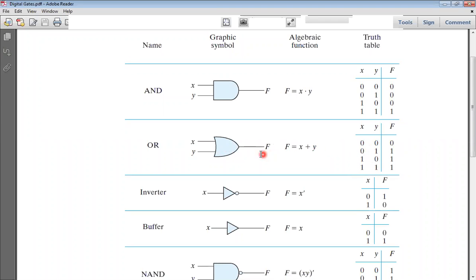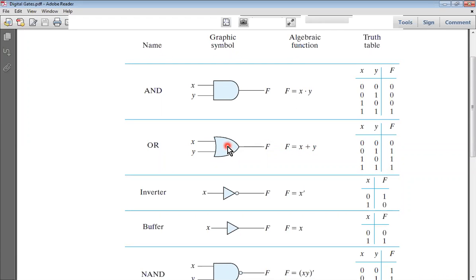Now let's see, if x is 0 and y is 0, how is our output defined? 0. OR produces output 0 for this input combination. If both x and y are 0, then output is 0. If x is 0 and y is 1, the output is 1. If x is 1, y is 0, then also output is 1. If x is 1 and y is 1, the output is 1.